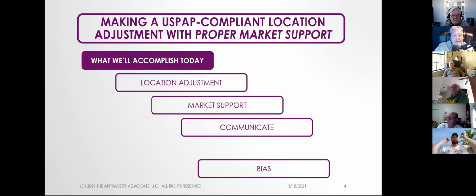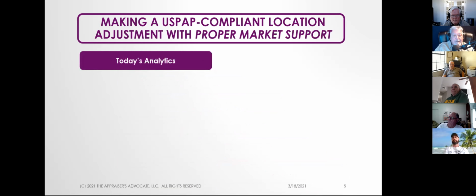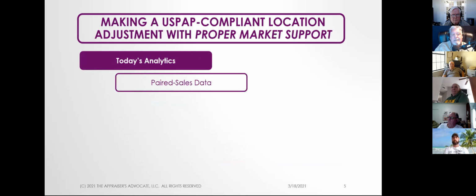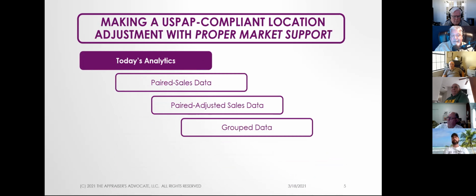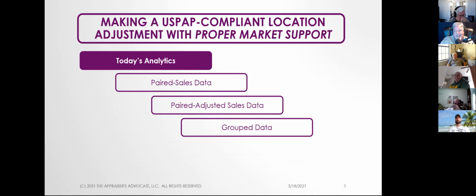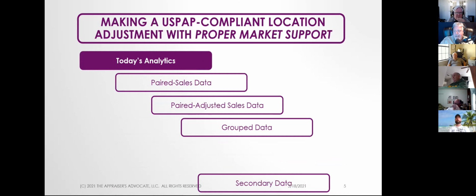Let's go back here. All right. Now, today's analytics. We're going to look at paired sales data, and a lot of people say that this is the gold standard. Okay, maybe, but we all know paired sales analysis has certain strengths and weaknesses. We're going to look at paired adjusted data and grouped data. And quite frankly, there's not that much difference, but we're going to walk through it so it's clear what it is and how to use them.